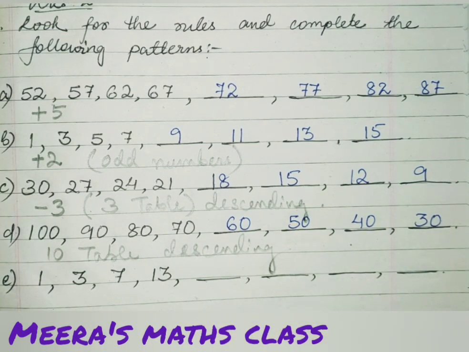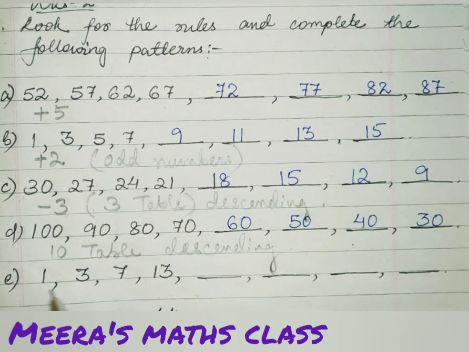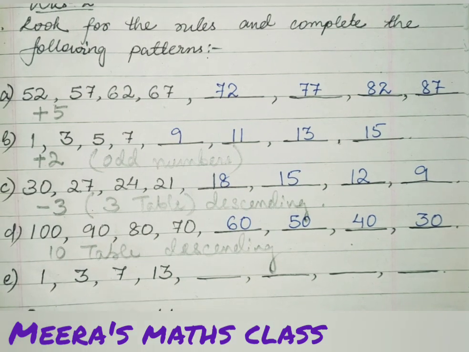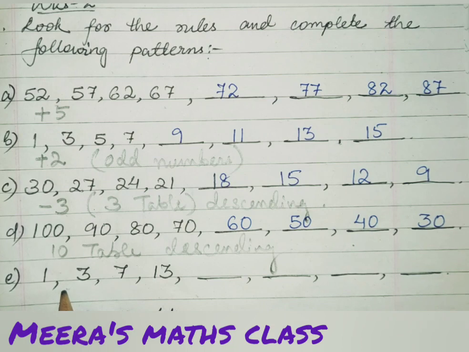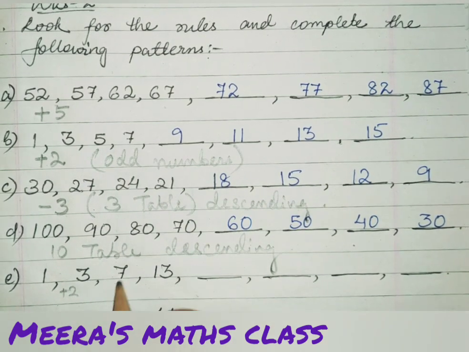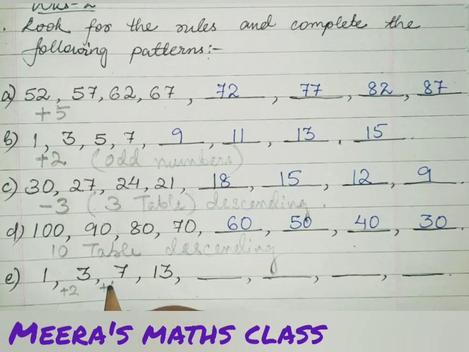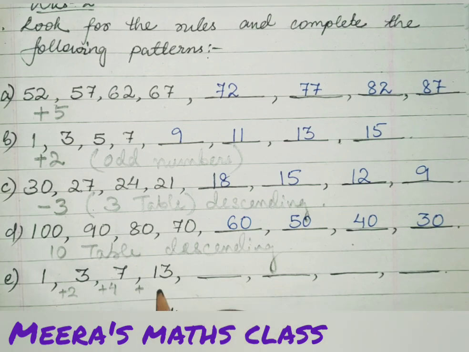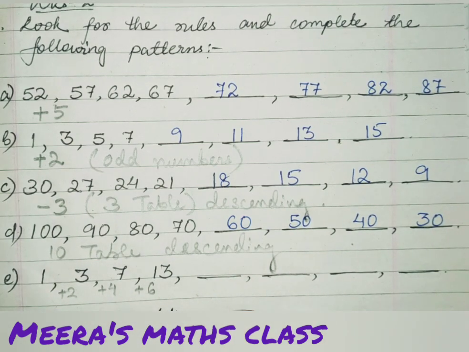Now let's see what is followed in number E. You can see here 1, 3, 7, 13. If you find the difference of 1 and 3, it is plus 2. 3 and 7, that means 7 minus 3, that is 4. That means 3 plus 4 is 7. Then how much do you see here? 7 and 13, the difference is 6. It is plus 6. 7 plus 6 is 13.